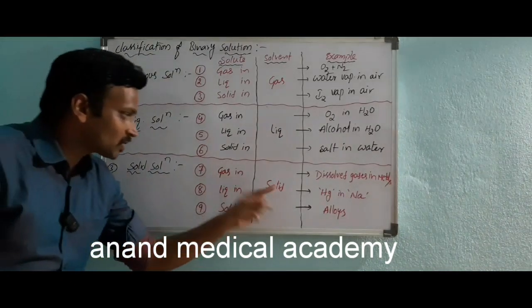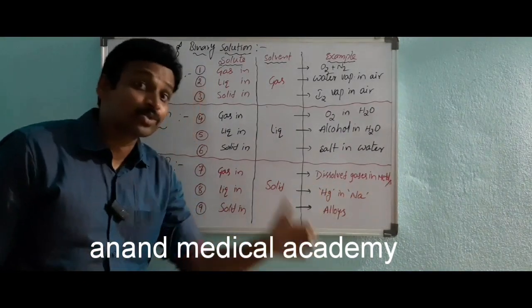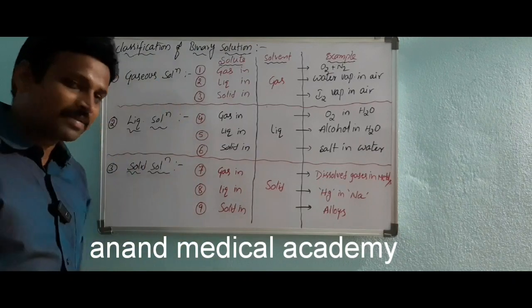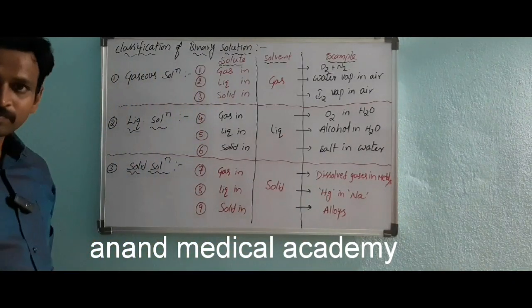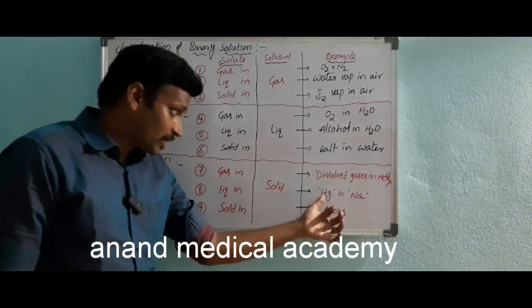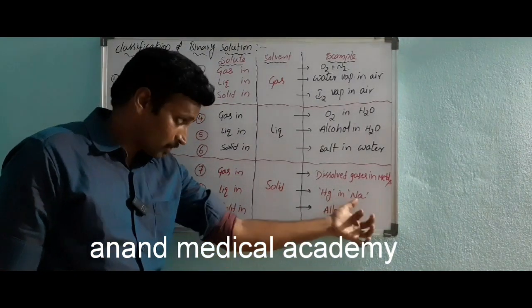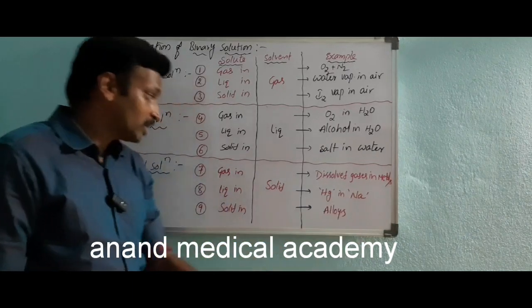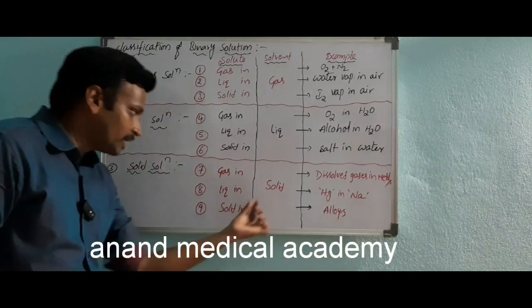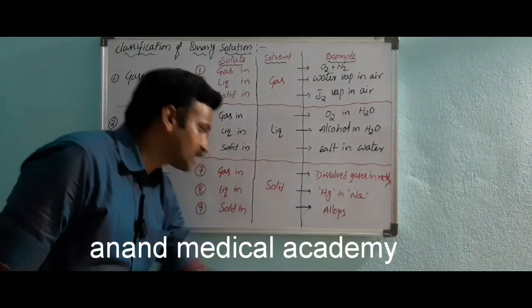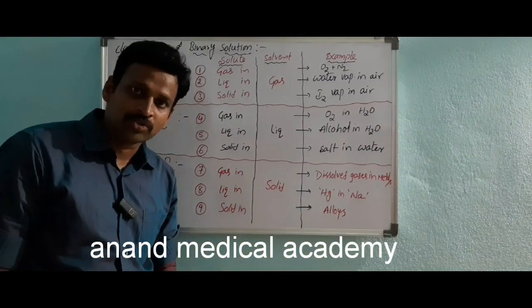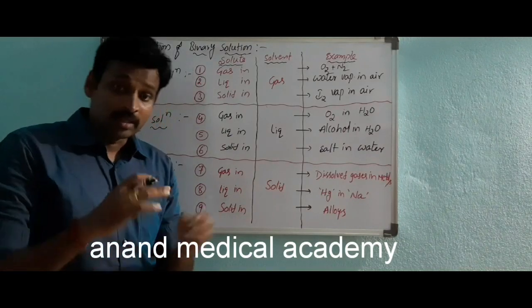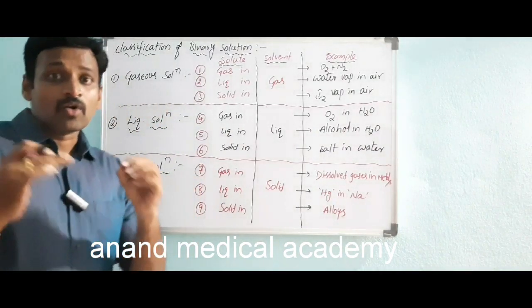Liquid in solid: mercury in sodium, sodium amalgam, which we used in organic chemistry. This is what we call a liquid in solid solution. It's a binary solution because the liquid is mercury and sodium is the solid. Solid in solid: alloys, like bronze, brass. In gold we use copper.